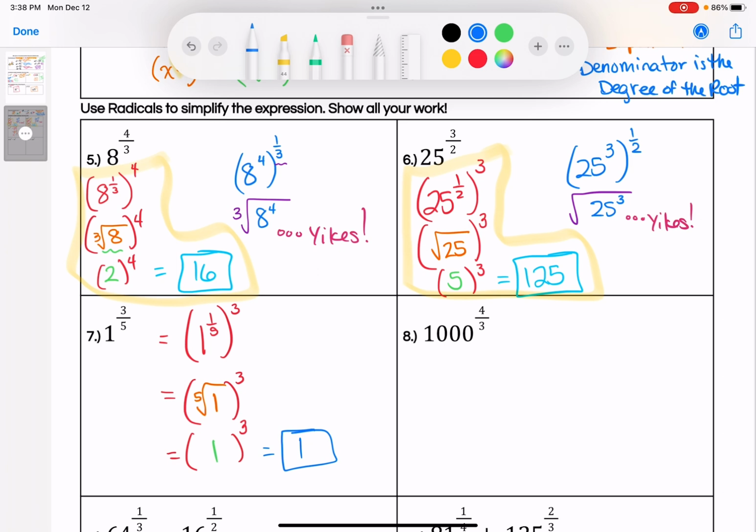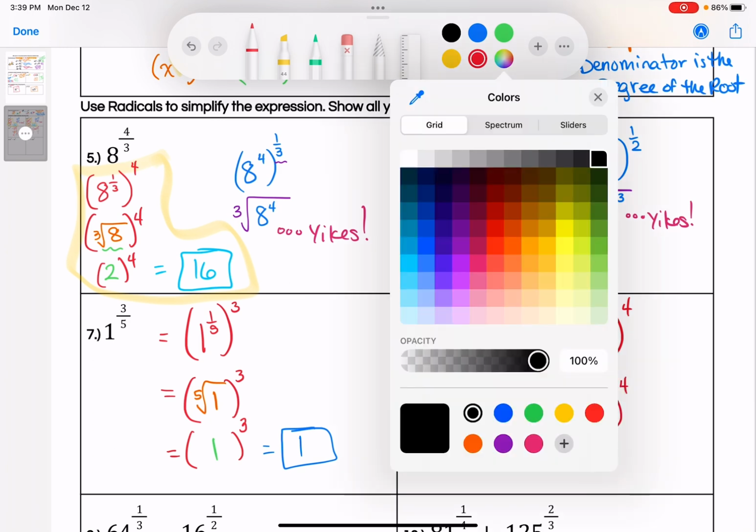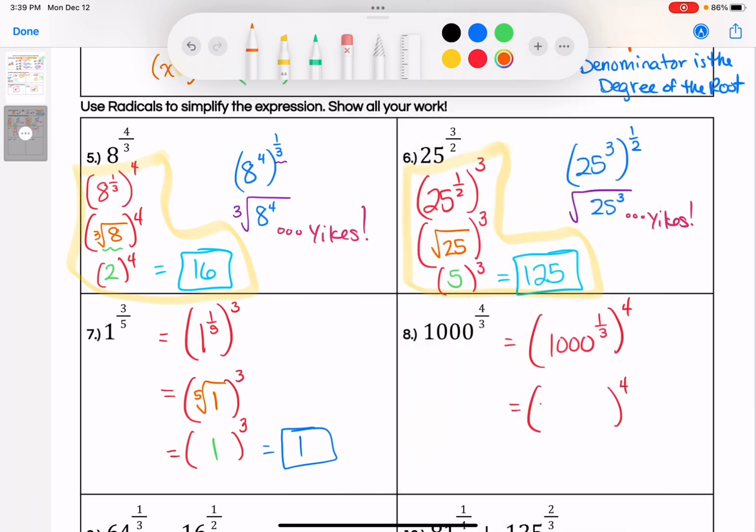All right, how about number 8 then? 1,000 to the 4/3 power. Well, that would be 1,000 to the 1/3 power, inside parentheses, raised to the 4th. 1,000 to the 1/3 power really means the 3rd root of 1,000. What times itself 3 times gives me 1,000? Well, that'd be 10, right?